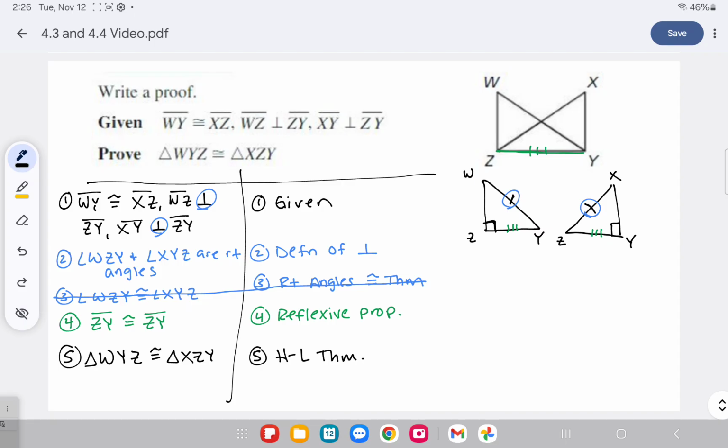And then keep in mind the only things that you can mark as congruent other than what's given to you are if we have reflexive property or vertical angles. Otherwise, you have to use your given statements to come up with more congruent statements.